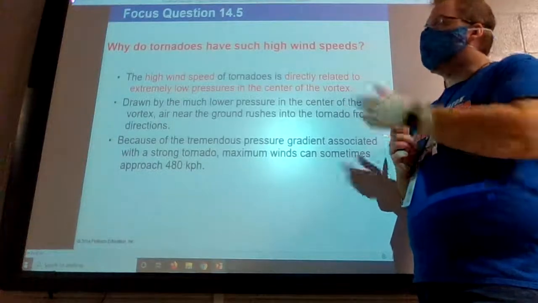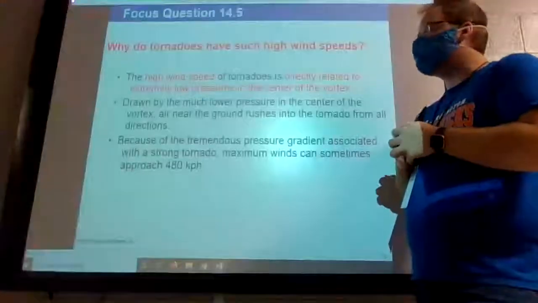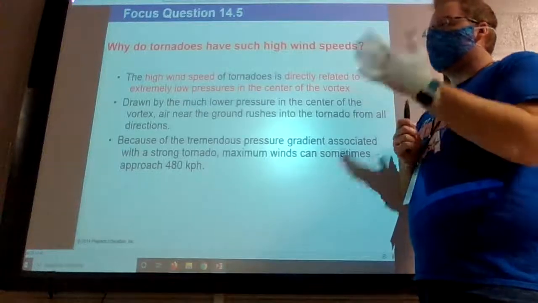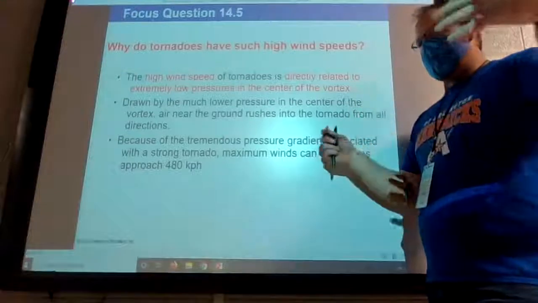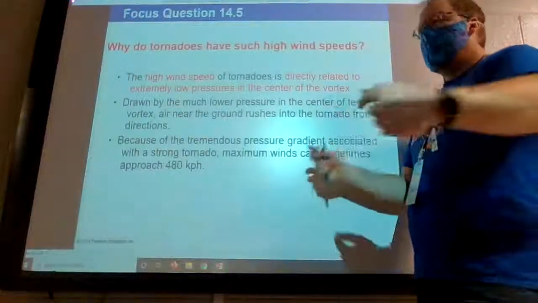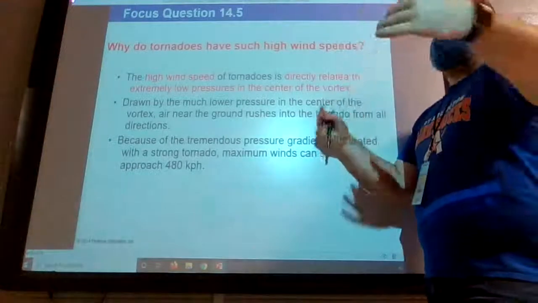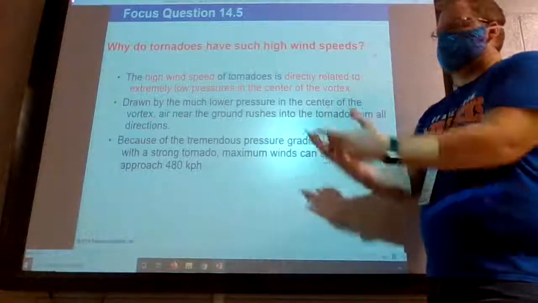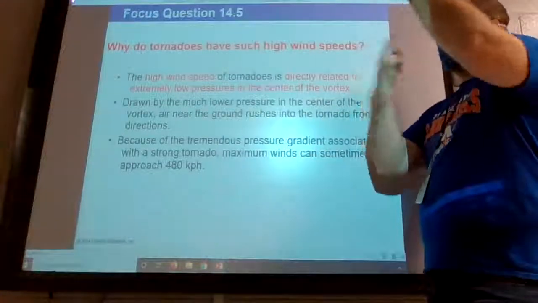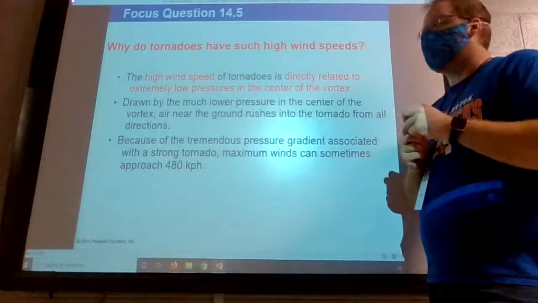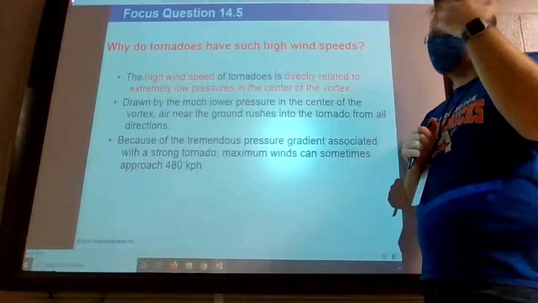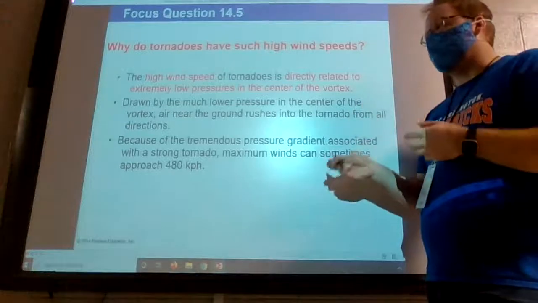Why do tornadoes have such high wind speeds? Because they're directly related to extreme low pressures. And so the lower the pressure, the more the wind's going to rush in, and it's got to go up because that's the way low pressure works. It comes in and goes up. And as it goes up, it's going to start to cycle. It's going to start to rotate. And once you get that rotation, you get the vortex and you get a tornado.